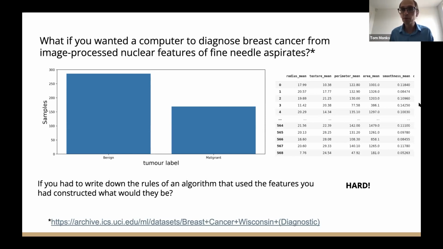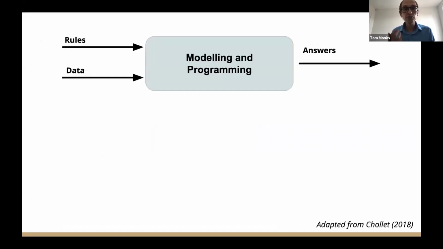But the same problem applies if you want to use a traditional artificial intelligence approach for modeling this. You'd have to write down a list of rules that your algorithm would need to take into account. And this is very hard. And again, you can bring experts in to have a go at this, but it's very difficult. So that traditional paradigm looks like this.